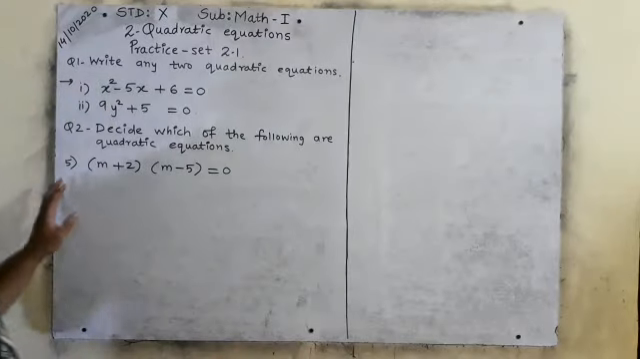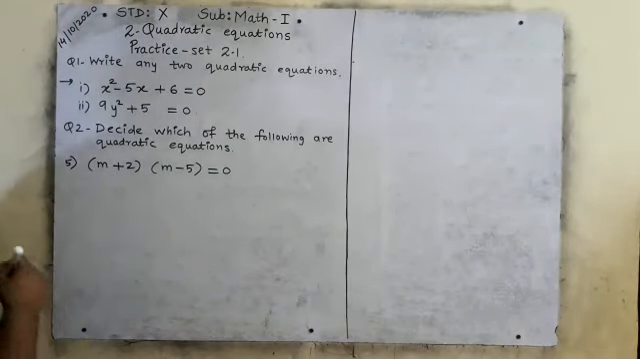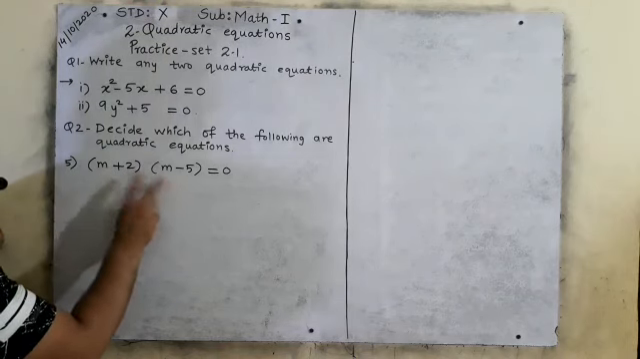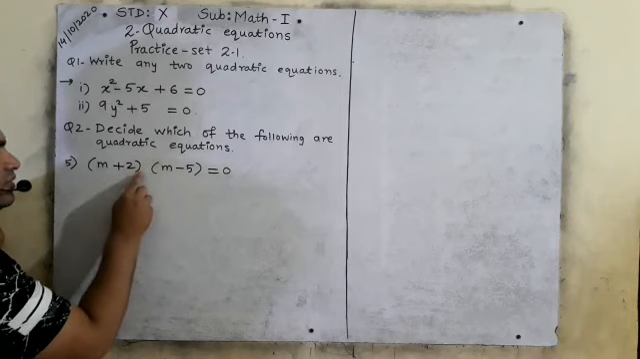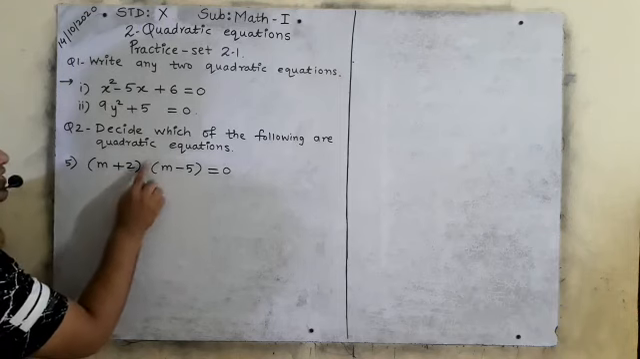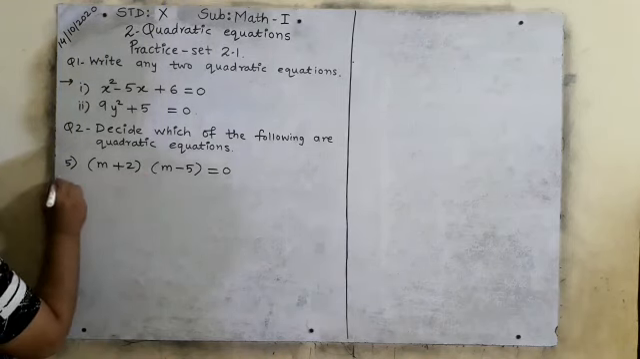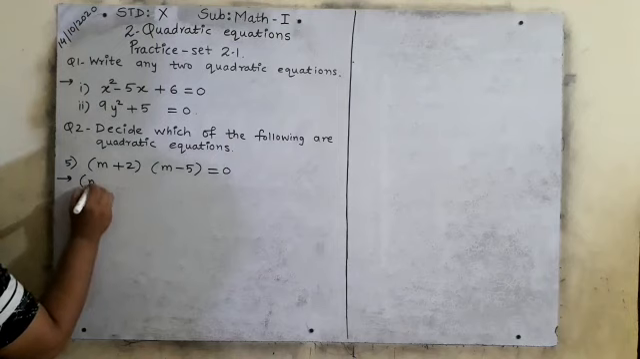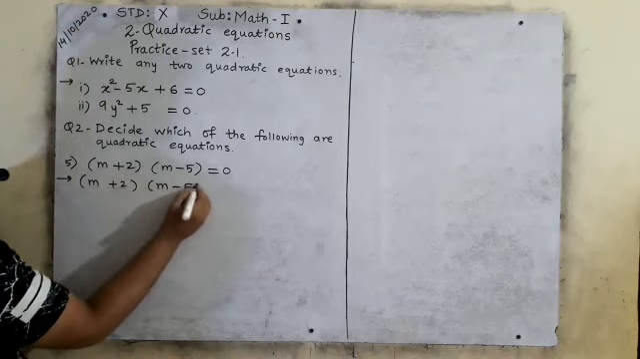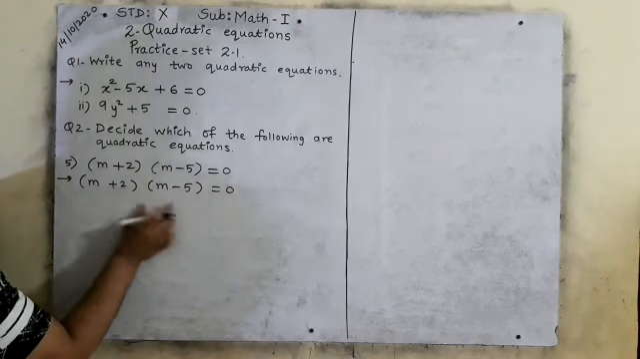Now see the fifth one. It is different, that's why I am solving. But we have learned in previous classes, I taught you very well, that if there are two brackets and there is a multiplication between these two brackets, this is one bracket, this is one bracket, and between there is a multiplication, so what we have to do, I have taught you very well. First you will copy the question as it is, m plus 2 m minus 5 is equals to 0, right? So now we will work on these two brackets.